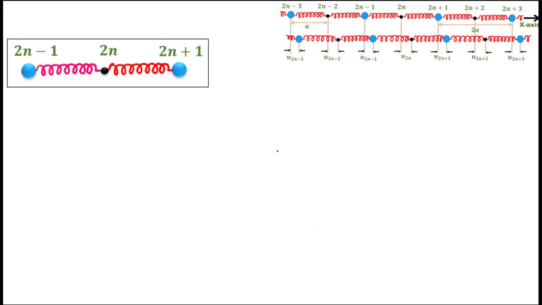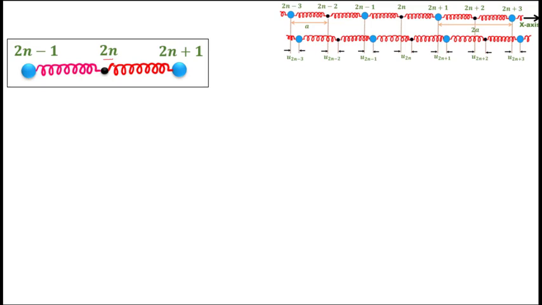Let us consider this unit where the 2nth atom, we assume it to be the middle one, having the 2n plus 1th heavier atom and the 2n minus 1th heavier atom as its nearest neighbors. They are connected with the 2nth atom with the help of massless springs.